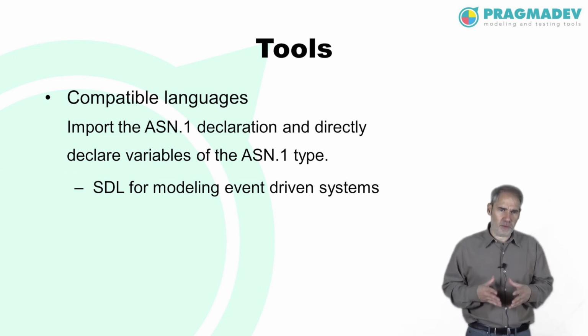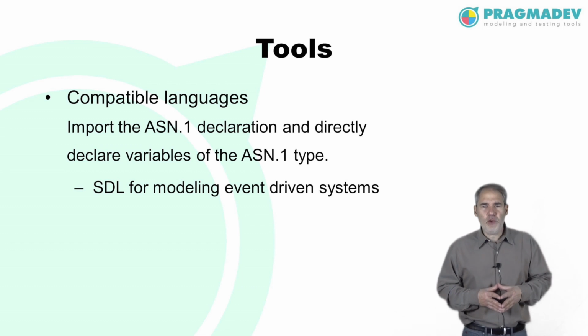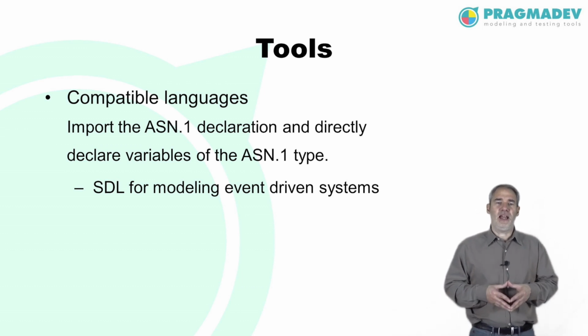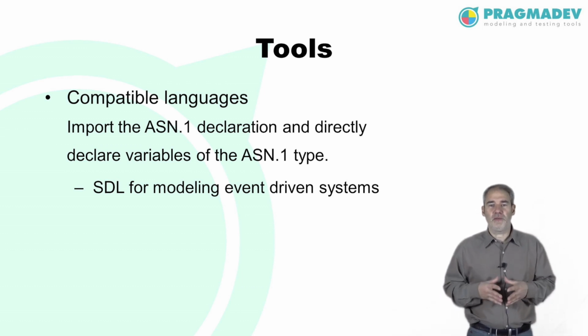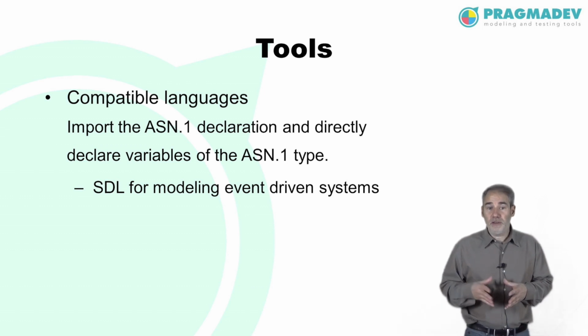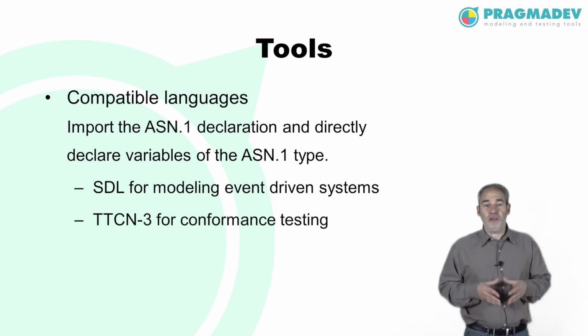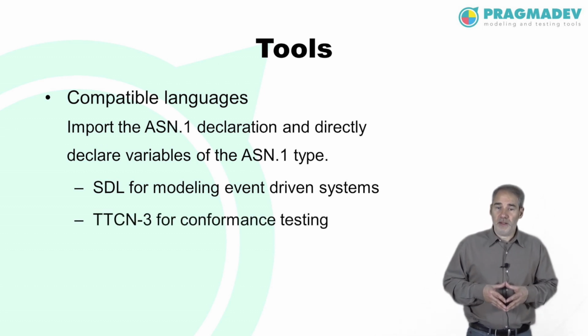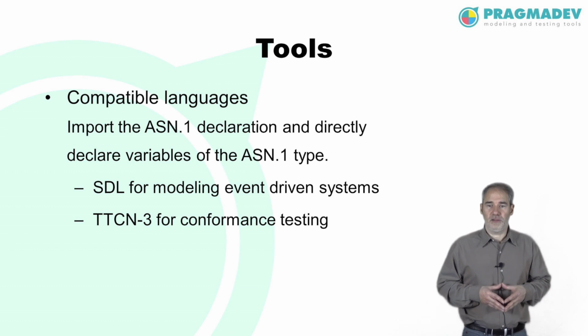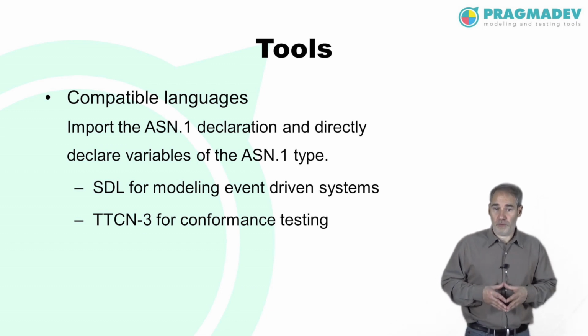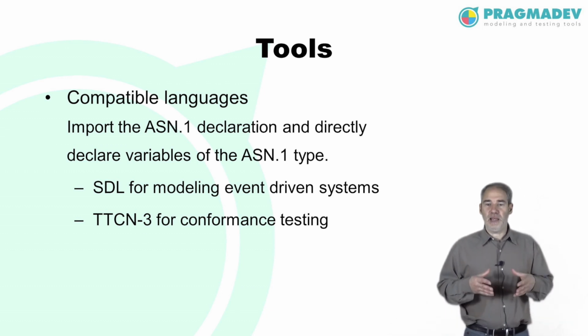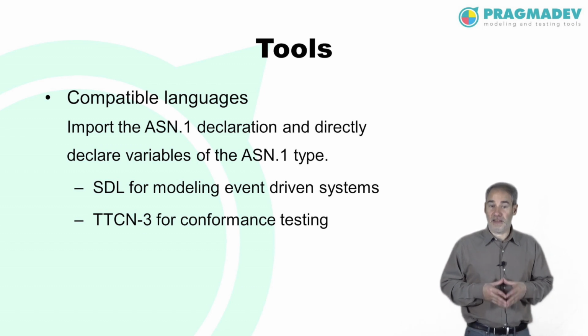Its success comes from the fact that it is one of the rare languages based on events that has an action language and a semantic of execution. So the model is very precise and can be verified. Another language supporting ASN.1 is TTCN3, the Testing and Test Control Notation, version 3. As its name states, it is a dedicated testing language. Often used for conformance testing, it can also be used for any kind of testing.